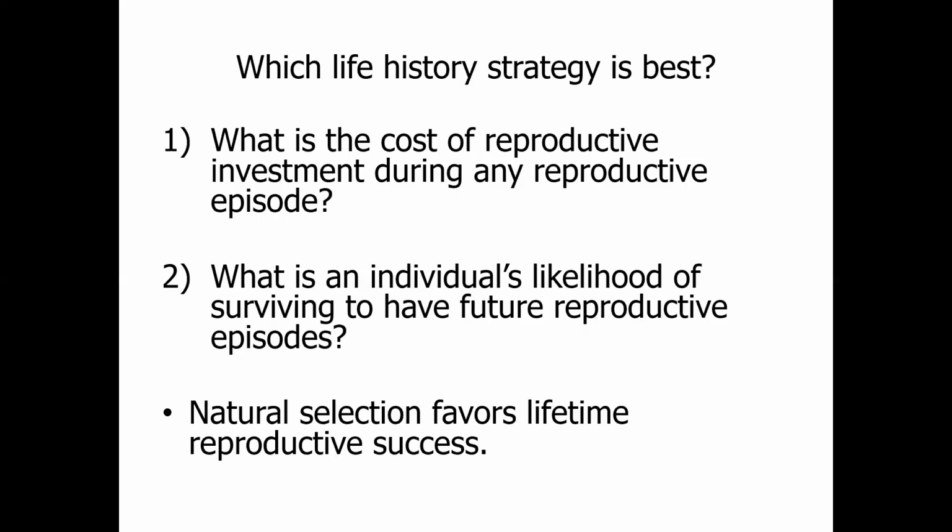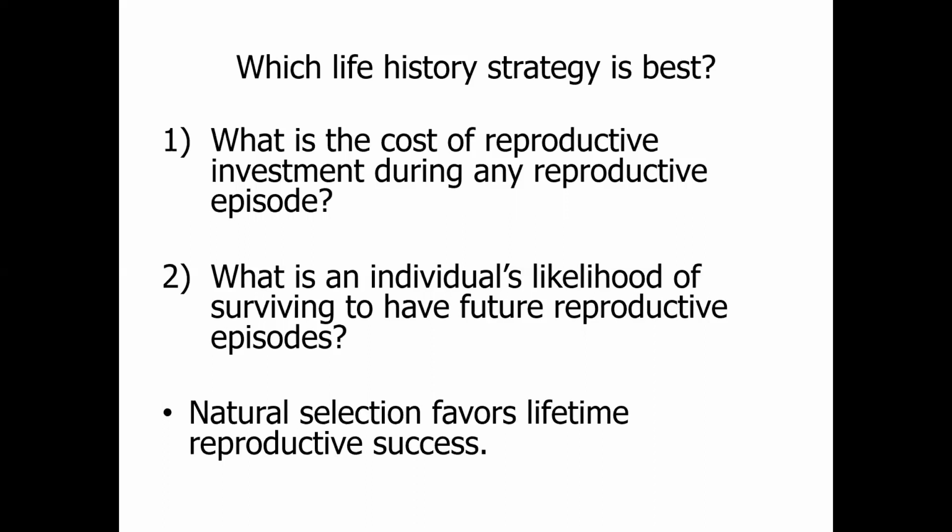The second question is, what is an individual's likelihood of surviving to have future reproductive episodes? In other words, how long do you delay reproduction? Do you try to reproduce early on in life because you sexually matured quickly, or do you delay sexual maturity so you can grow bigger and potentially have offspring later on because you won't get eaten, or if you've invested more energy into being able to have less offspring, but offspring more likely to survive? And ultimately, the answer to the question of which life history strategy is best is that natural selection favors lifetime reproductive success.